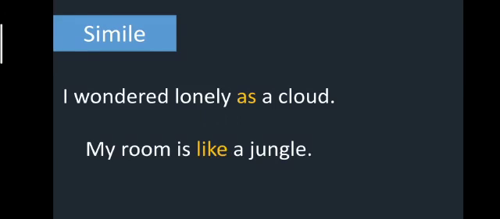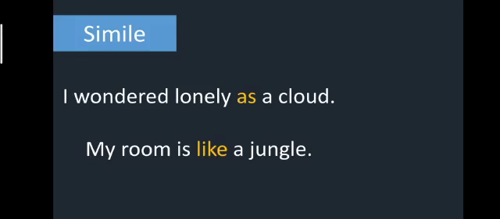Simile is the figurative language that the poet uses to compare two different things by using as or like. So, for example, "I wandered lonely as a cloud." So here we have a comparison between the poet himself and the cloud. So these are different things, okay? And he used the word as.